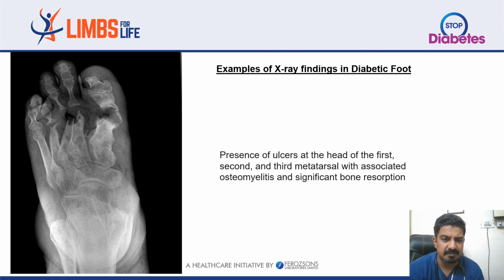This is another example from an X-ray finding. As you can see, there is presence of ulcers on the head of the first, second, and third metatarsal with associated osteomyelitis and significant bone resorption. This is a very clear X-ray and shows there is a lot of disconnect between the bones and all of the structures. Any layperson can look at this X-ray and see what's happening around here.